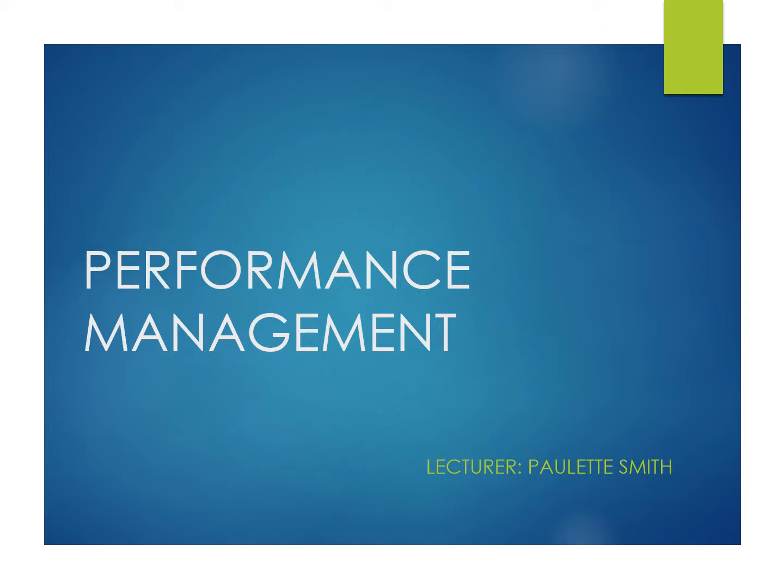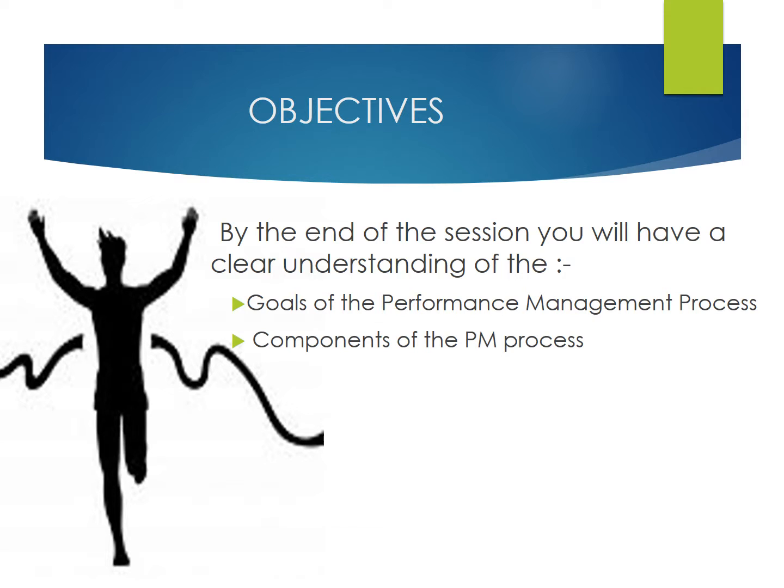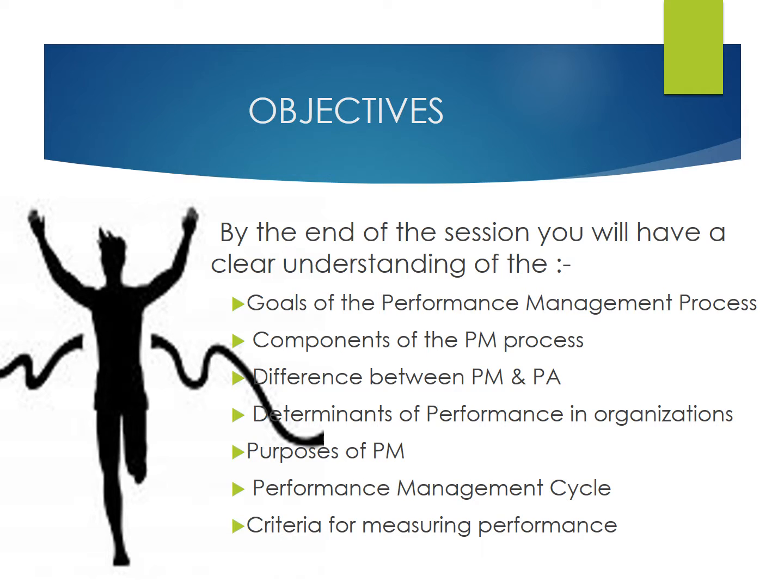We just want to remind you of the objectives for this unit. Last time we looked at the goals of performance management, but the unit will also cover the components of the process, the difference between performance management and performance appraisal, the determinants of performance in organizations, the purpose, which is what we're going to focus on today, the cycle, and the criteria.